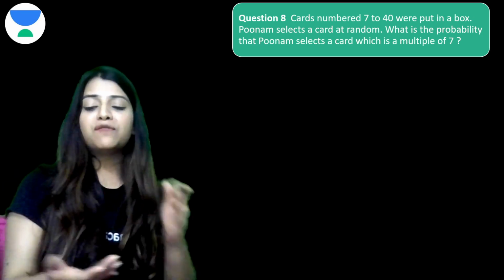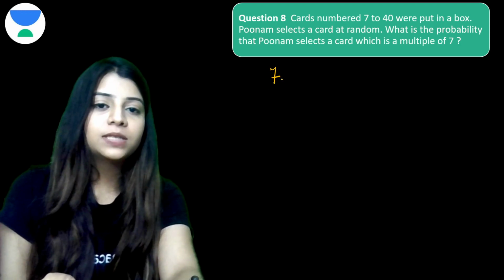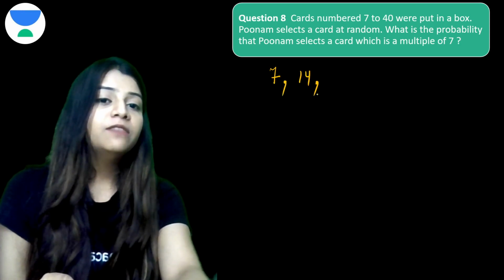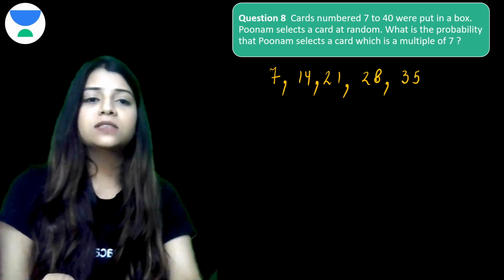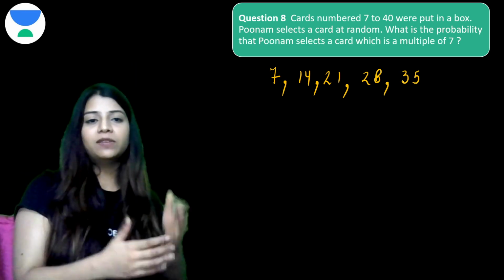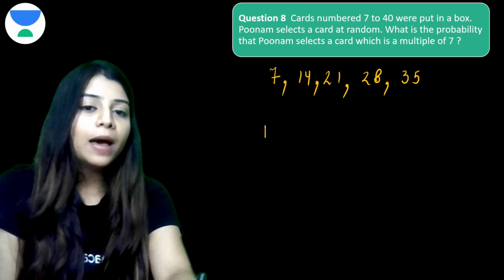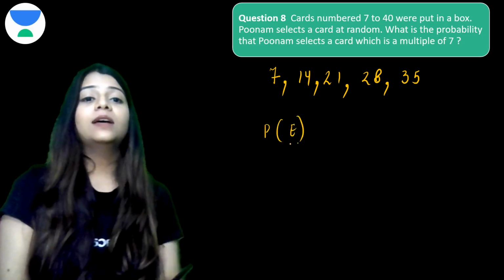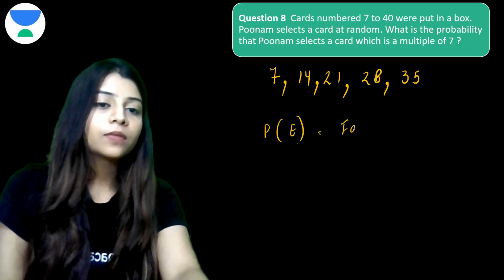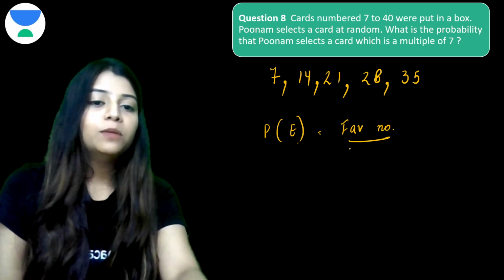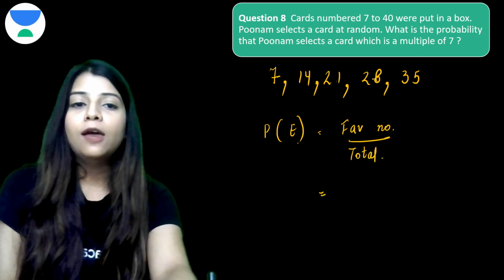First of all, we have to write from 7 to 40 what all are the multiples of 7. So first is 7 itself, then we have 14, then 21, then 28, and then 35. I guess next is 42, but that is greater than 40, and we have numbers only till 40, right? So here are the 5 outcomes. So the probability of the event that the card she selected is a multiple of 7 is the favorable number of outcomes upon the total number of outcomes, right? So the favorable number here is 1, 2, 3, 4, 5.